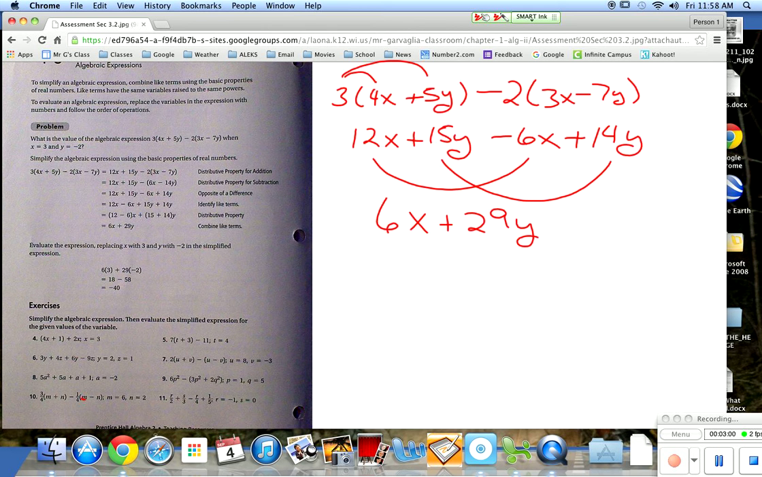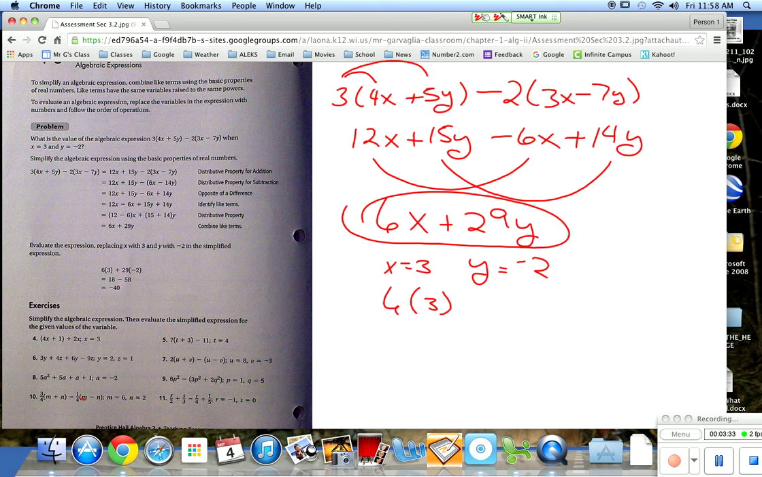Now, what did they do here? They gave x a number, and they said, figure it out. In this case, they gave x and y a number. They said x equals 3 and y equals negative 2. So what do you do, Preston? If they give us numbers, we reduced it here, and we just plug them in. 6 times 3 plus 29 times negative 2.